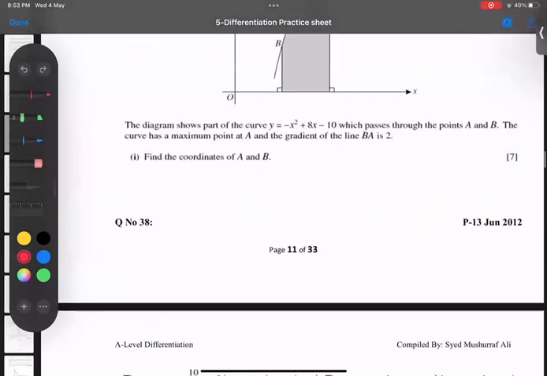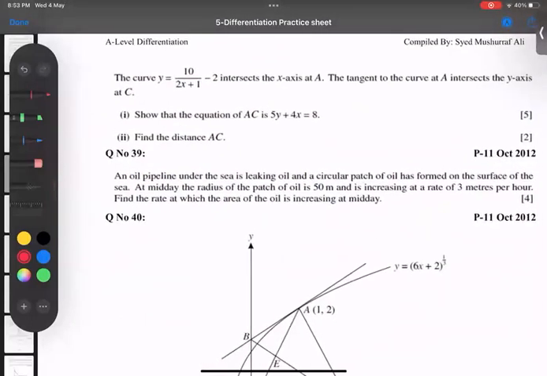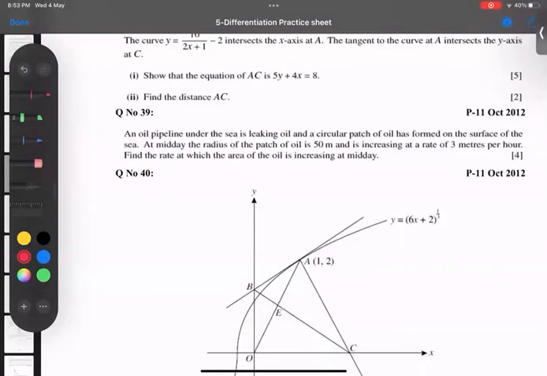So let's go for one or two very important questions we have. This is also another good question, and the question is number 39. It says an oil pipeline in the sea is leaking, and a circular patch of oil forms on the surface of the sea. A drop of oil drops on the surface and we get a big circle like that. So he's saying that we get a circular patch.